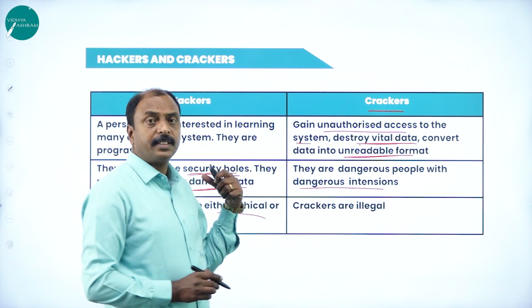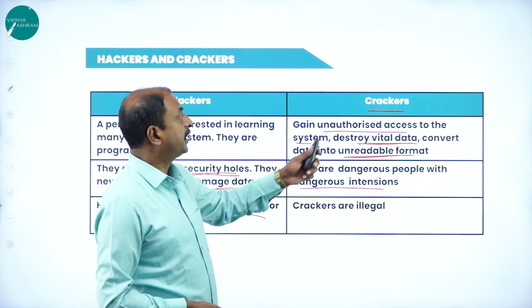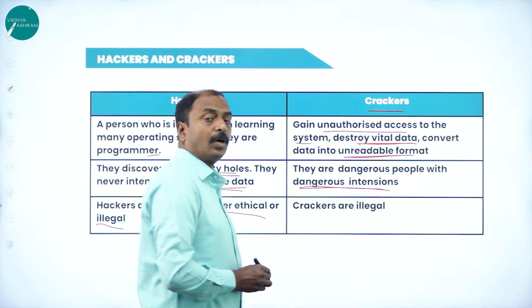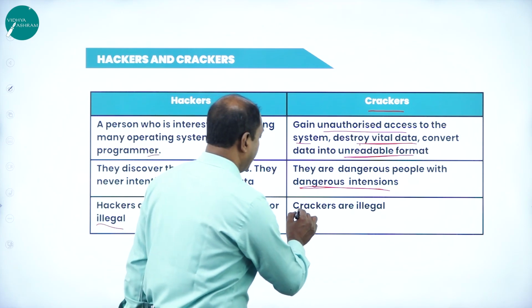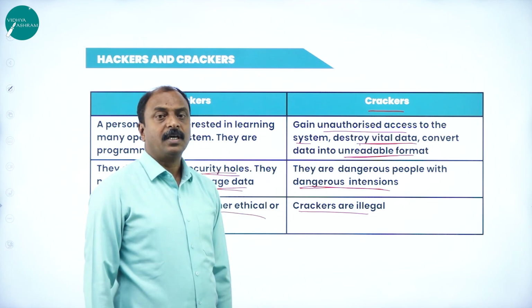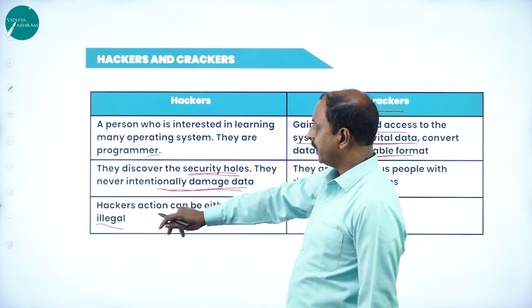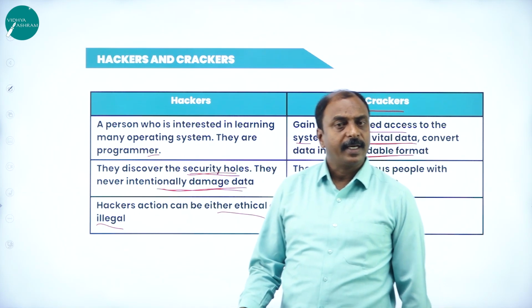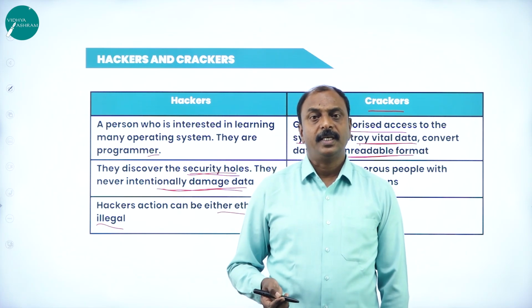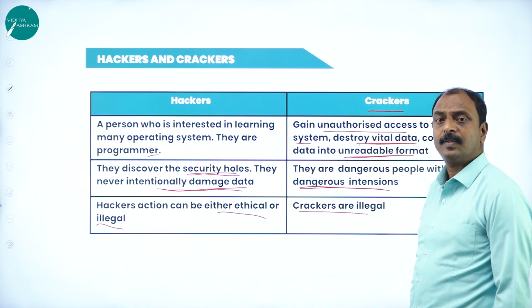Here, hackers' intention may not be to damage the system, network, or data, but crackers' intention is dangerous, to damage the system or network. Crackers are illegal because they enter your network with unauthorized access, without any prior permission from the right people. But hackers are not like that. They may get permission. They are legal hackers. They may get permission from the concerned person or authority, and then they will get into your network. So these are the hackers and crackers in computer networks.